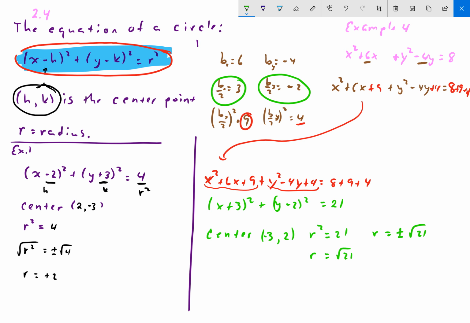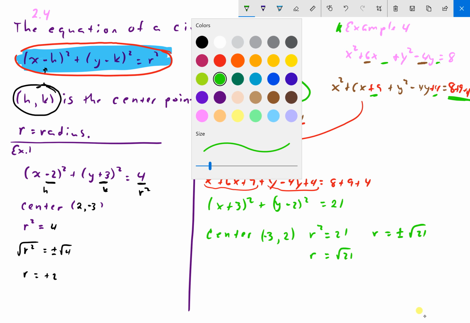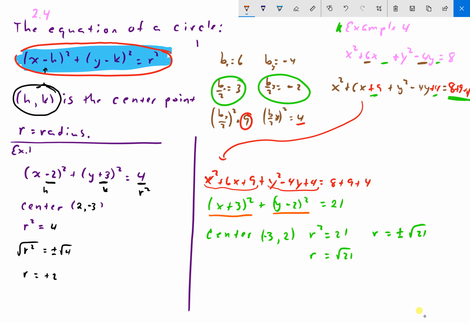Alright, so that's it. That's 2.4. Hope this helps. Example number 4 is very, very important and very useful. Like I said, what I did was I noticed that it wasn't written in standard form. I did completing the square to find this value and this value. I added both those values to both sides, rewrote it as the binomials, and that put it into standard form.